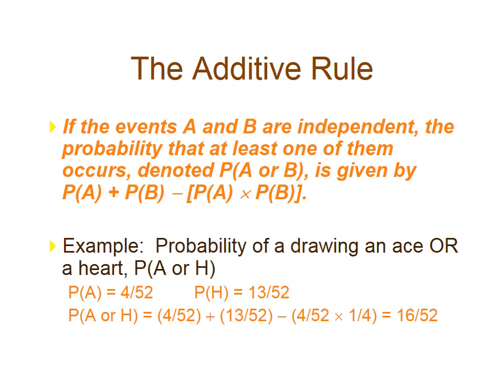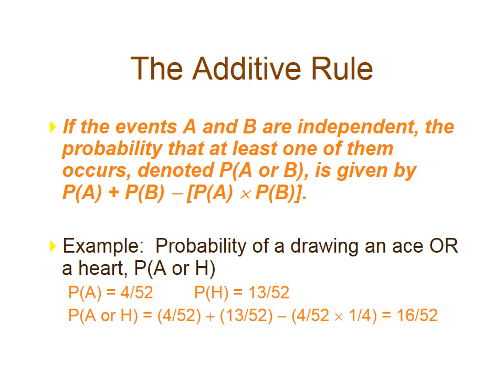Okay, so if events A and B are independent, the probability of getting at least one of them is denoted by the probability of A or B. If we add A plus B, we get the total area of those two. What have we done? We've counted that overlapped area twice, because it was embedded in A and it was also embedded in B. So now we have to minus out that overlapped area. How do we calculate that overlapped area? We multiply A times B. So probability of A plus probability of B minus the probability of A and B.